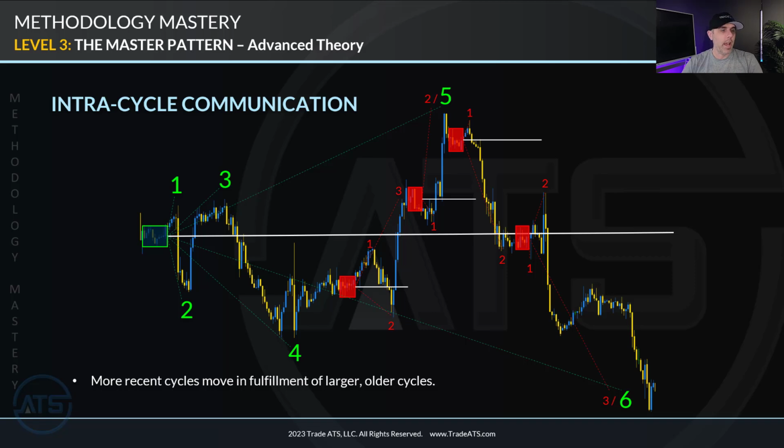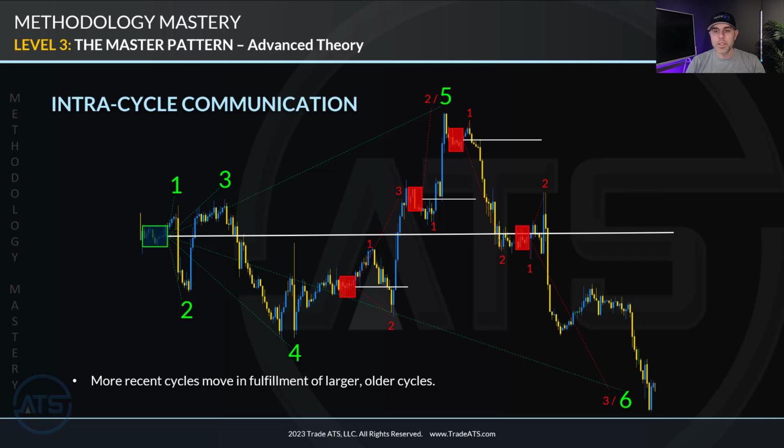If you are looking at, let's say, a daily or weekly chart, and you spot a predominant feature of the master pattern, and it could be a multi-leg expansion, seemingly forming on that weekly time frame, then by default, all of the cycles on the lower time frames, let's say the daily, the 4 hour, the hour, are going to play out in fulfillment of the overall multi-leg expansion that is happening on that weekly chart.